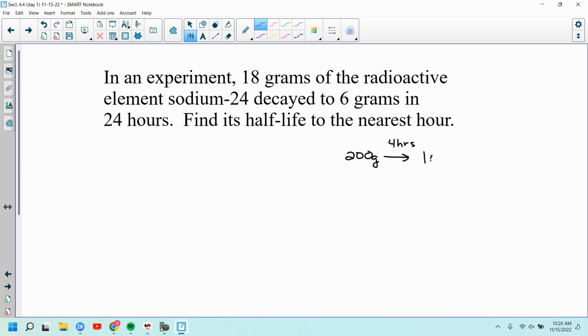Now, here's what you have to watch. At the end of the next 4 hours, it doesn't go down to 0. You don't lose 100 grams every time. You lose half of it every time. So at the end of the next 4 hours, how much do we have left? 50. So after another 4 hours, there will be 50 grams. And then after another 4 hours, there will be 25 grams. That's how the process of half-life works.